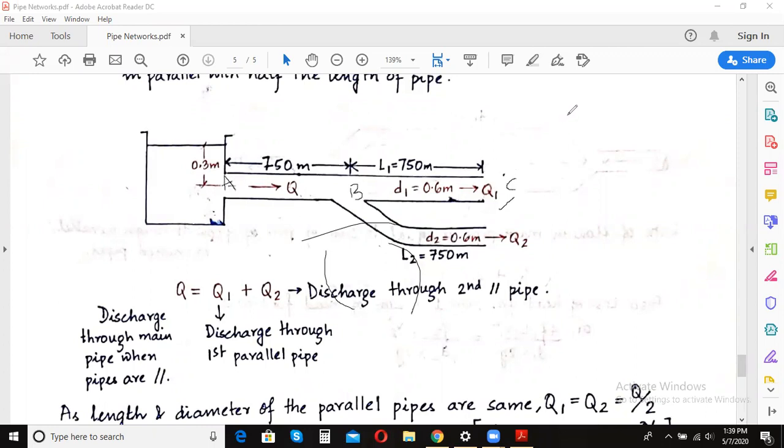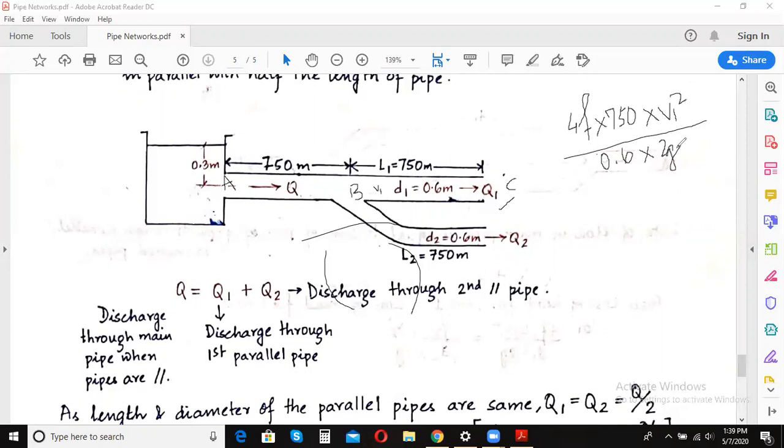For this part, what are you getting? You are getting 4F into L. L is 750 meter, right? 750 into, let's take velocity through BC as V1. So it is V1 square divided by D into 2G. D is the diameter. Into 2G. Everyone knows the value of G.